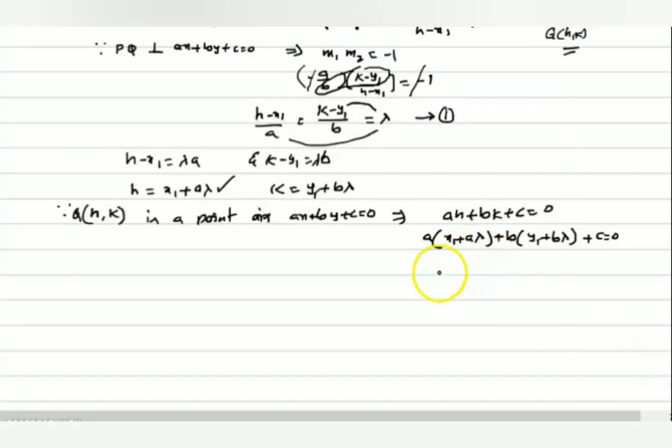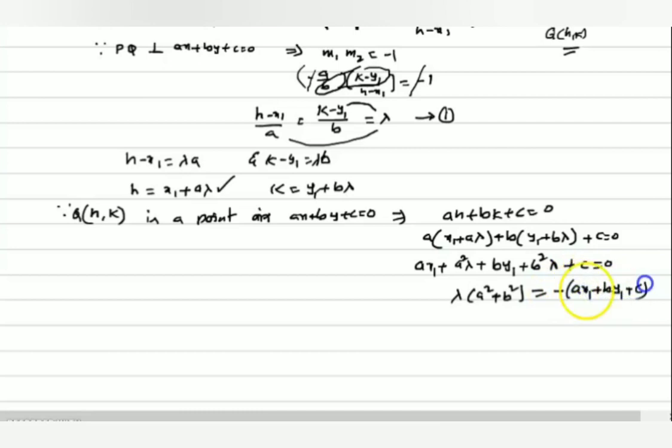This gives ax1 plus a square lambda plus by1 plus b square lambda plus c is equal to 0. Taking lambda common, lambda into (a square plus b square). Sending the remaining terms to that side, it becomes minus of (ax1 plus by1 plus c). So lambda is equal to minus of (ax1 plus by1 plus c) by (a square plus b square).